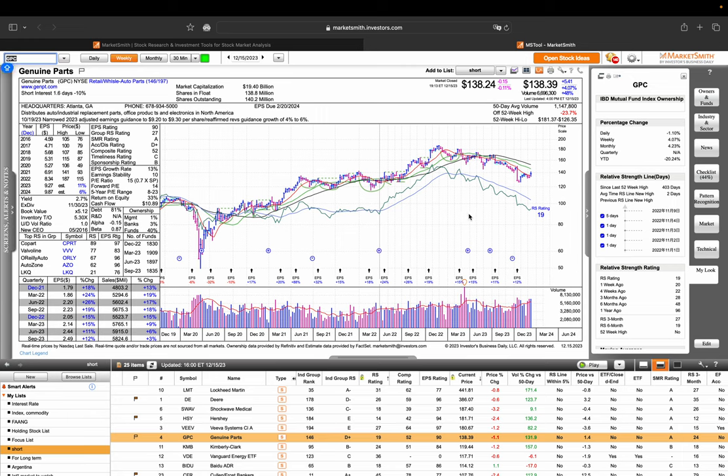Okay, Genuine Parts, GPC. What I see is a downtrend. All the MAs are downtrending. RS is very weak, and it went over the 50 DMA on relatively stronger volume. What I see is some more red than blue.